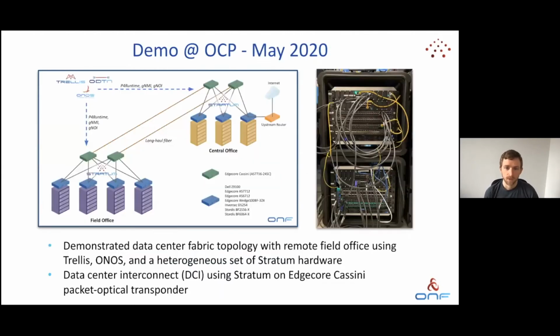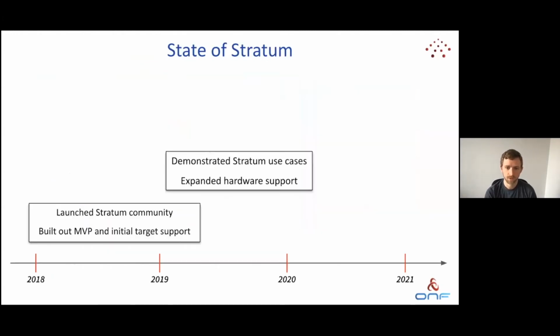Then last year at OCP, we demonstrated a data center fabric topology where we had two sites that were separated by long haul fiber. In this particular topology, we used Trellis, ONOS, to control the fabric in the field office and central office. And then we demonstrated that data center interconnect could be achieved using Stratum, running on EdgeCore's Cassini packet optical transponder. So that was a quick look back at some of the use cases that we demonstrated back in 2019.